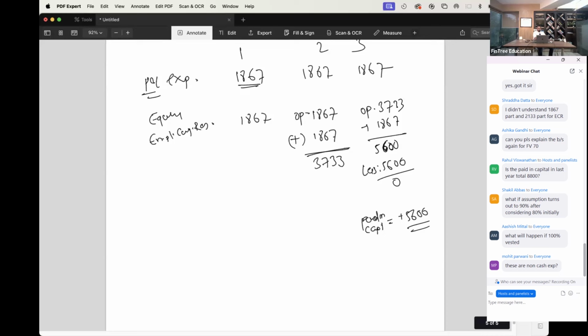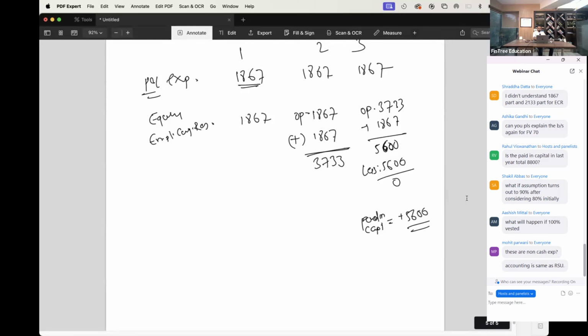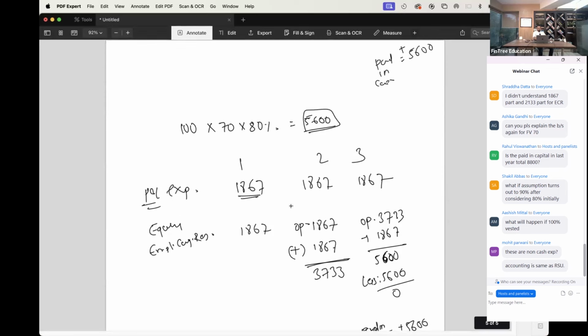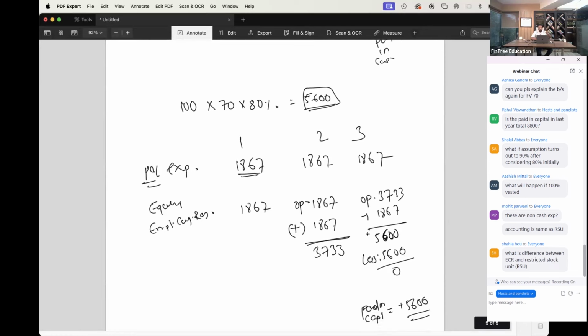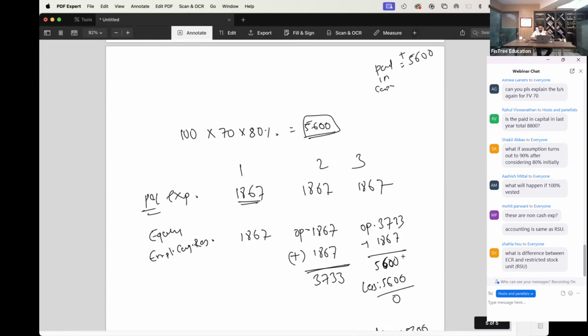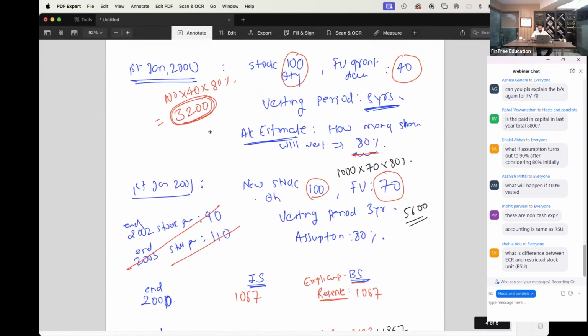That's it. Is the paid in capital last year total 8800? I mean, of course, there will be other paid in capital, right? I mean, you have issued shares, you're doing a business. There's an increase to that paid in capital by this amount, 5600 plus 3200.